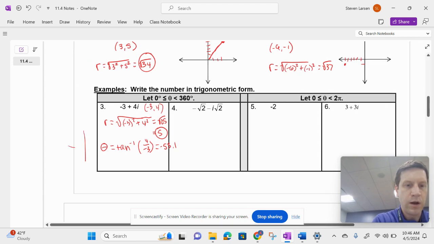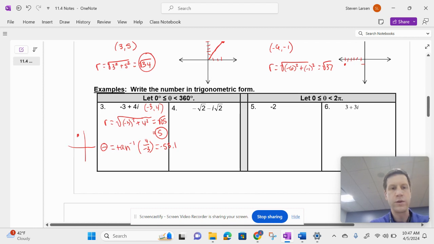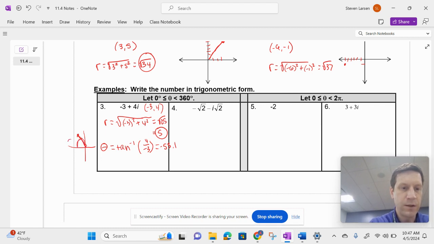So negative 3, 4 is going to be up in quadrant 2. I'm going to draw a really bad hypotenuse. I need to insert a 53.1 degree reference angle, and then I want to do 180 minus 53.1, which gives me a theta of 126.9 degrees. Okay, so I need that info.